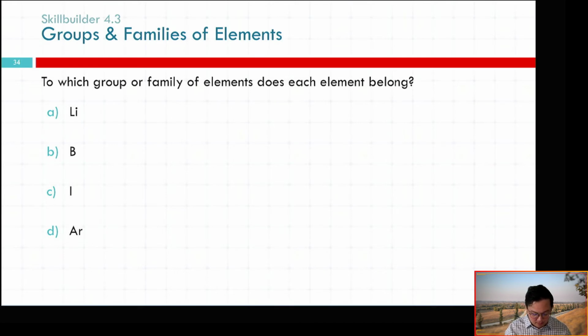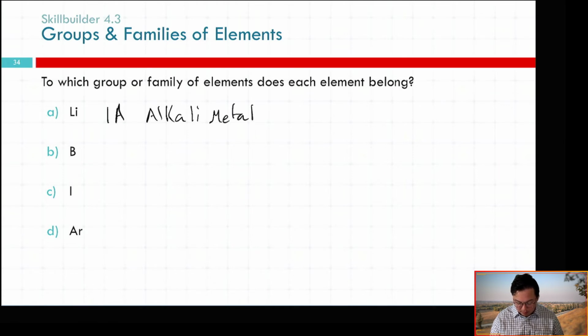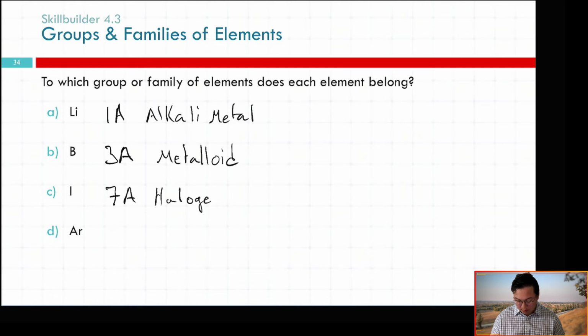So lithium is in 1A, and that's an alkali metal. Boron is in 3A. That group doesn't have a name, but as a little bonus, I believe it's a metalloid. Iodine is in our second to last column, so that's 7A, and that's a halogen. And argon is in 8A, and that is a noble gas.